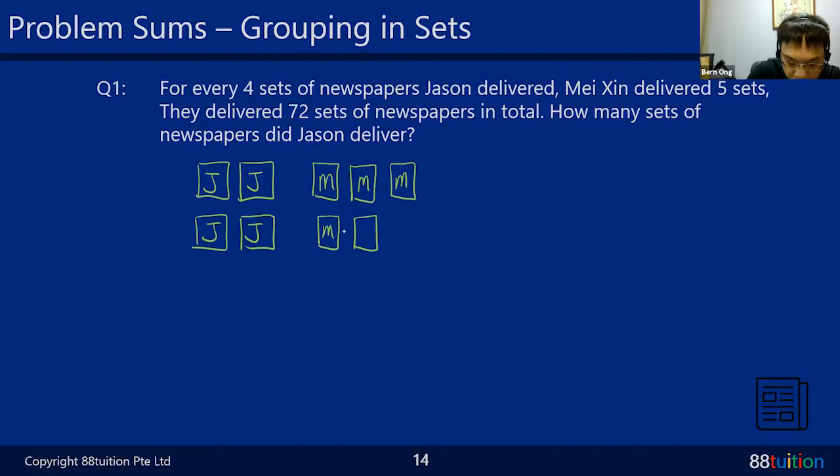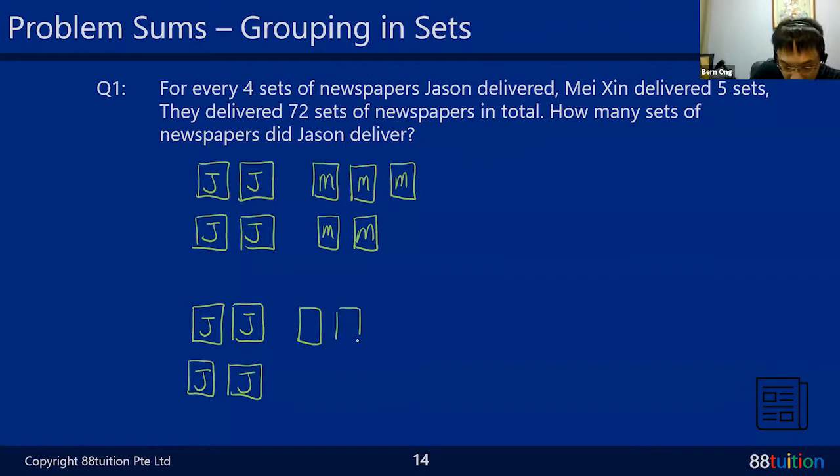What if Jason delivered another 4? So if Jason delivered another 4 newspaper, what happened? Mei Xing must deliver another 5. Girl power. Can you see that? So this is the idea. I can have this drawing in my head, or you can just draw it out, just to calm yourself down. Tell yourself the story, what's happening.